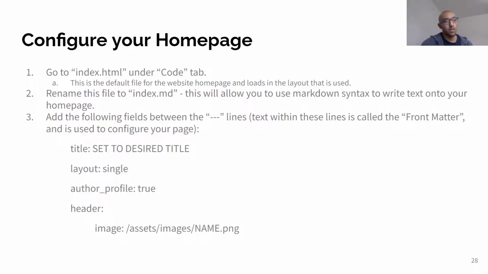So first, we go to the index.html file under the code tab. And this index file is the default file for the website homepage, and it lets you load in the layout that you choose. So first thing we'll do is rename this file to index.md, and this extension .md will allow you to use the markdown syntax to write text onto your homepage.